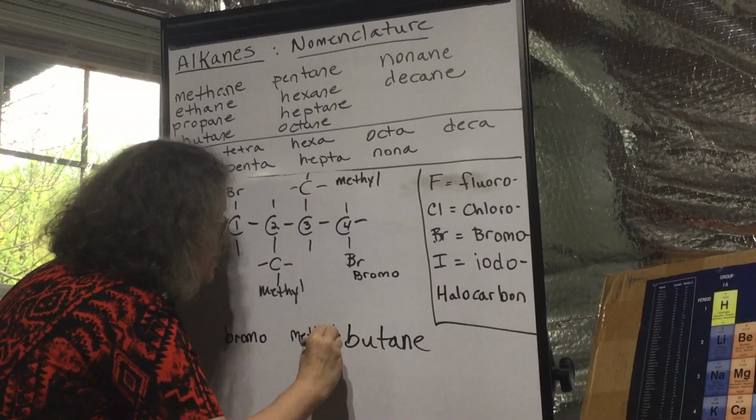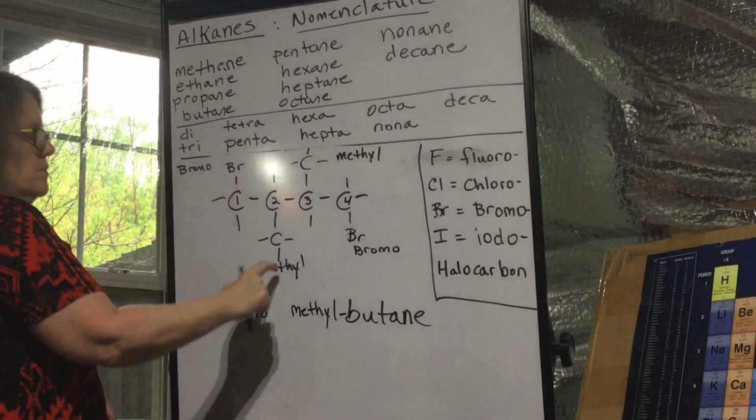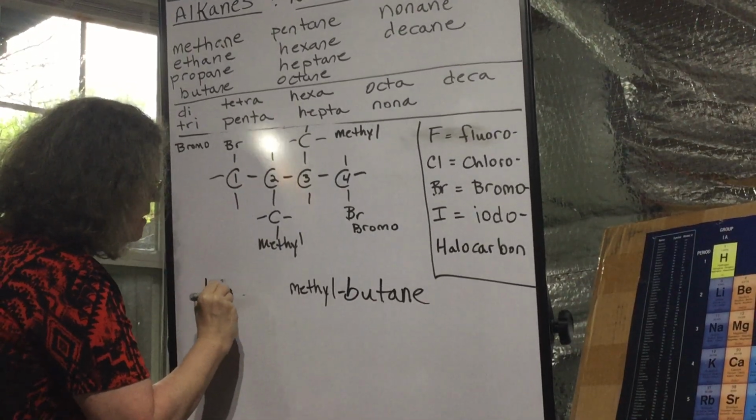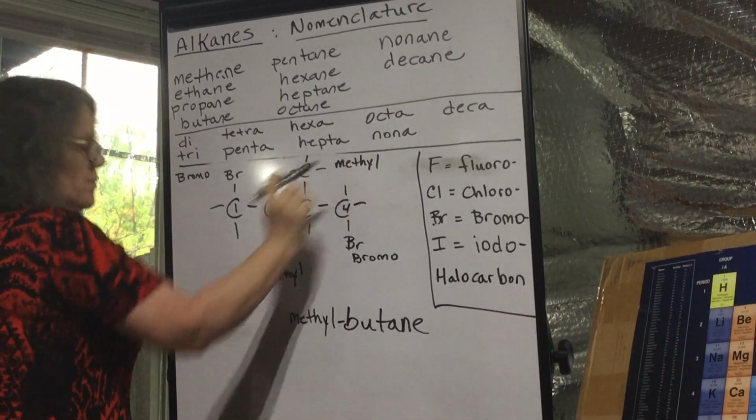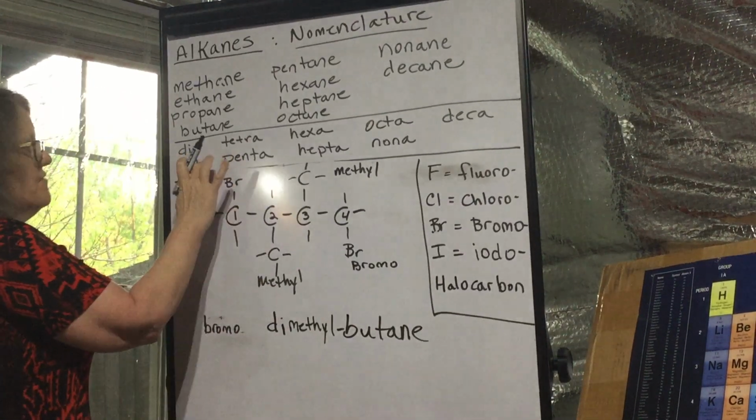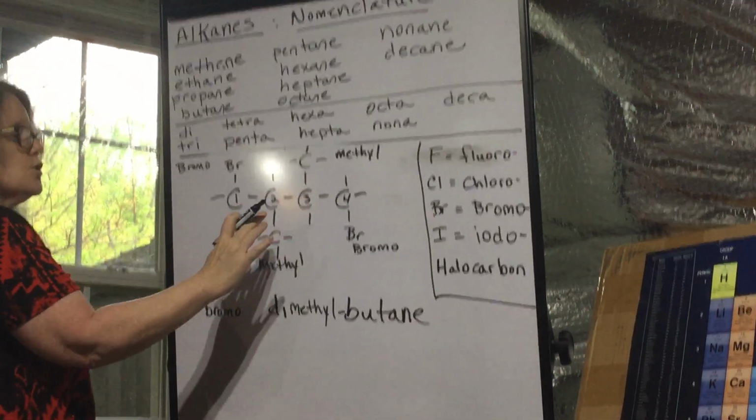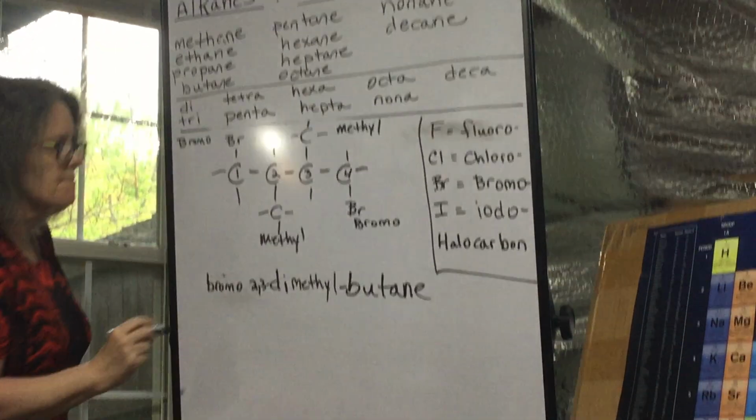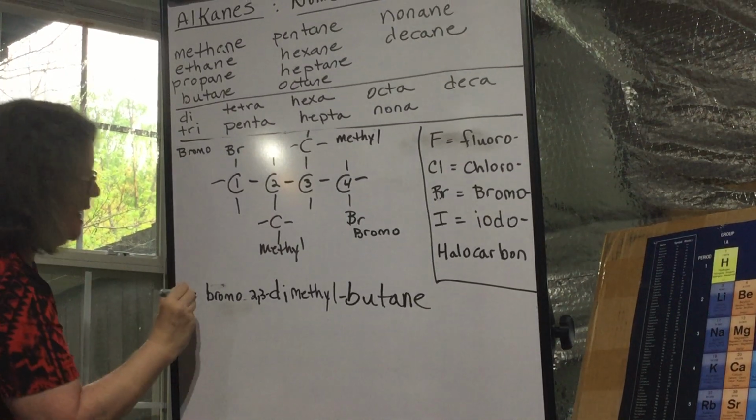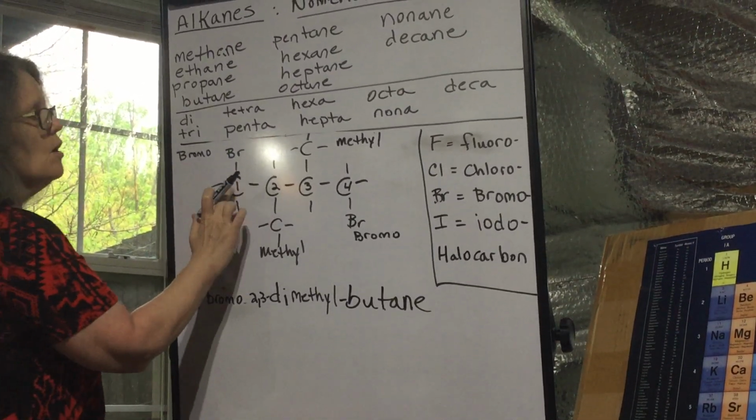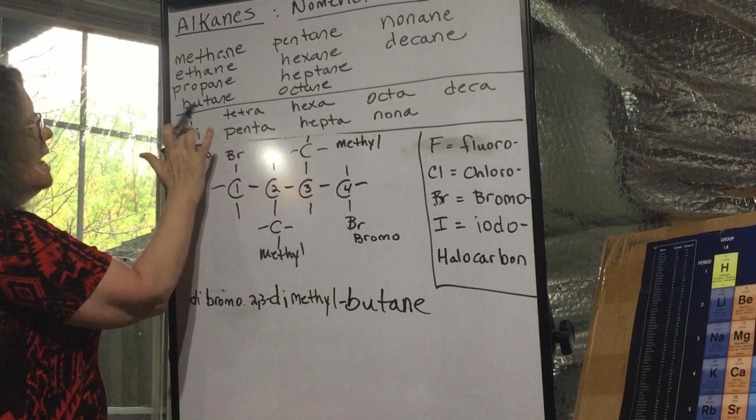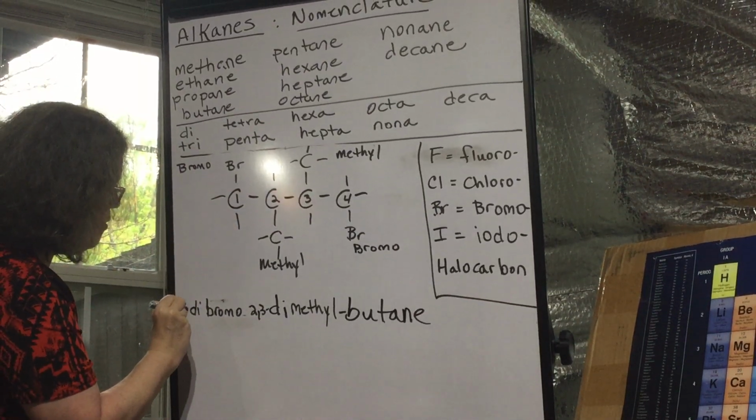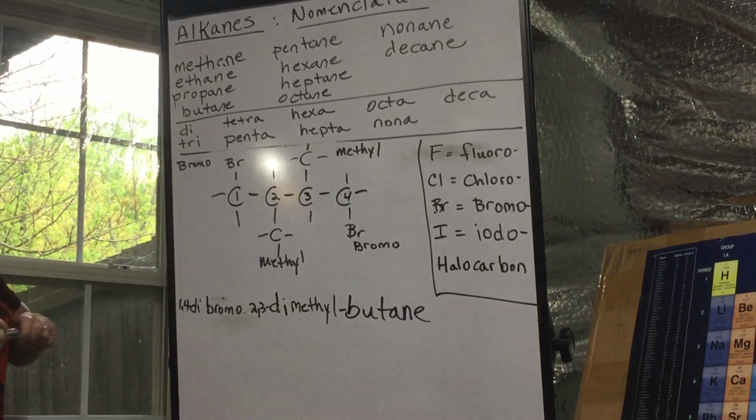Now, how many methyl? In fact, I'm going to need more room. I'm going to put bromo here. I have 2 methyls. That's di. We use the Greek prefixes for how many, and we use the numbers for where. Where are the methyls? 2, 3. So I'm going to do 2,3-dimethyl. But what about the bromos? I have dibromo. Where are they located? 1, 4. 1,4-dibromo.